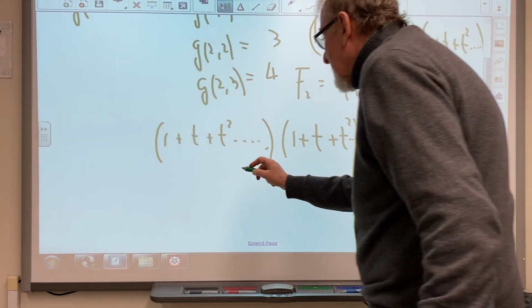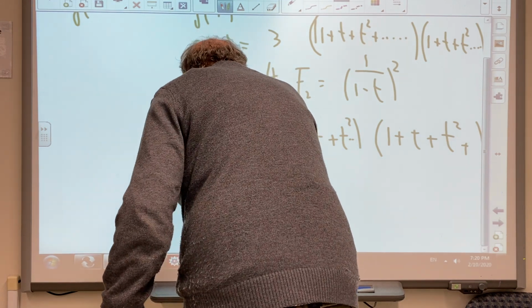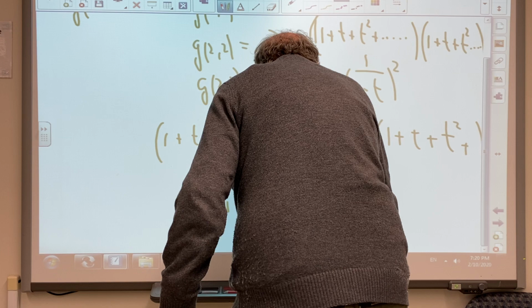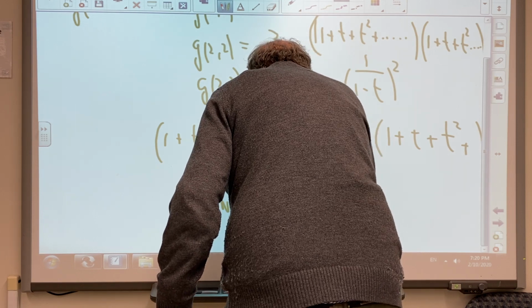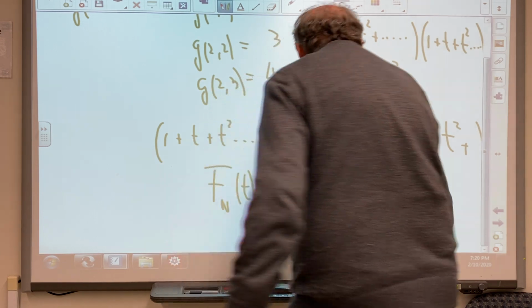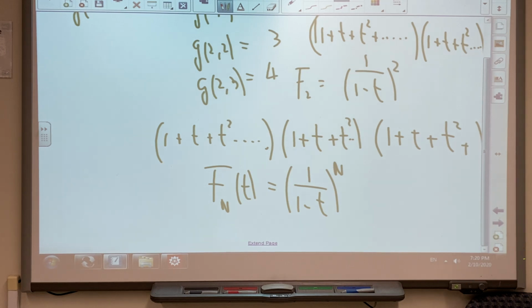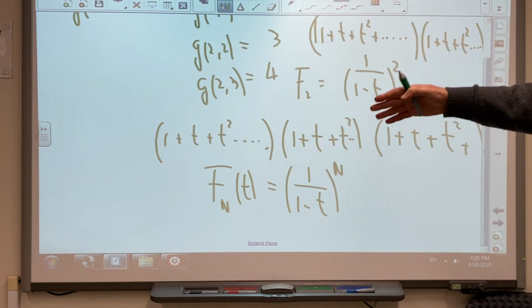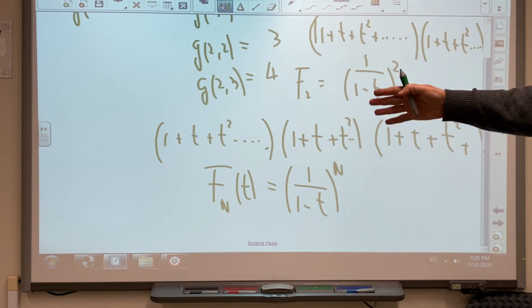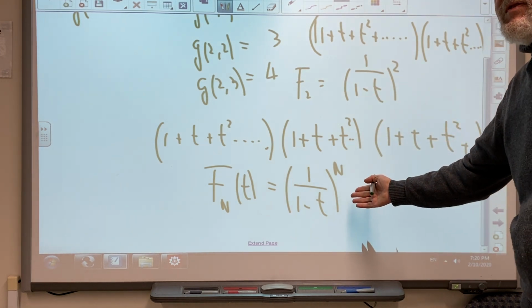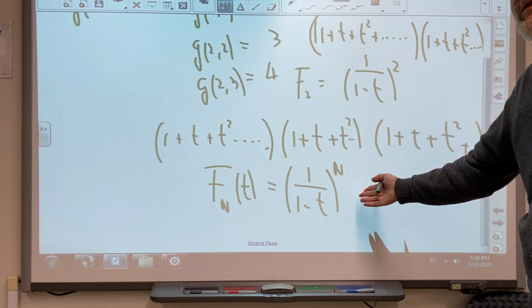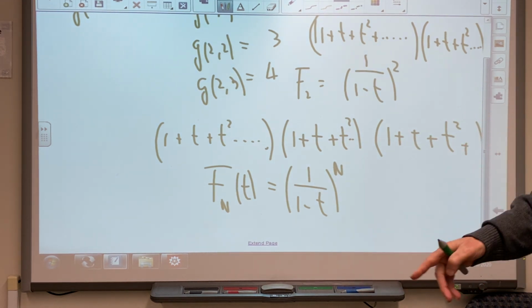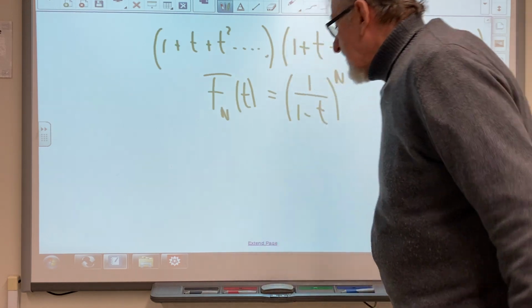So in general, the function f sub n of t will be 1 over 1 minus t to the power n. So I have not proven it. If you want me to prove it, I would have to use induction and so on, but it's pretty intuitive that the function f sub n is this. Okay? Once you have that, now you can go and do what I wanted.